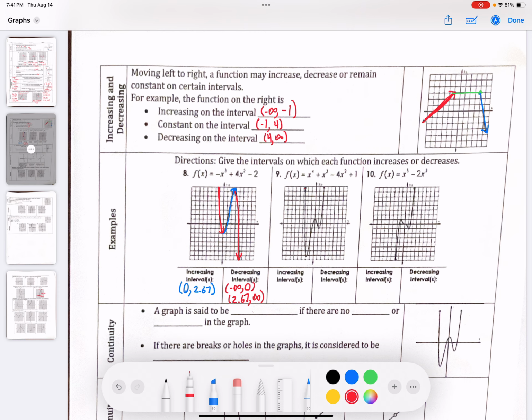So next one, we start off decreasing from negative infinity to roughly -1.84. Then we're increasing from -1.84 to 0. Then from 0 to 1.09, we are decreasing. And then we are increasing from 1.09 to positive infinity.